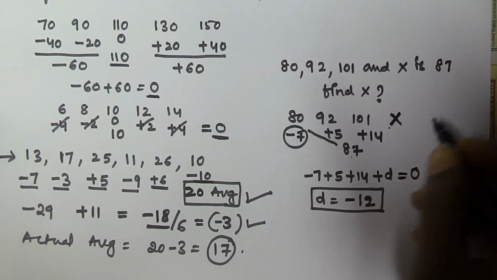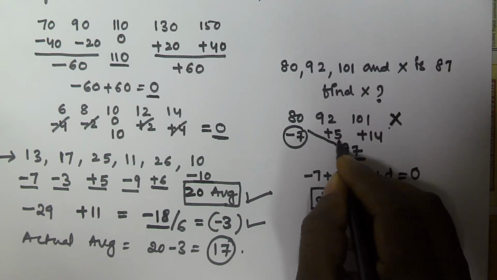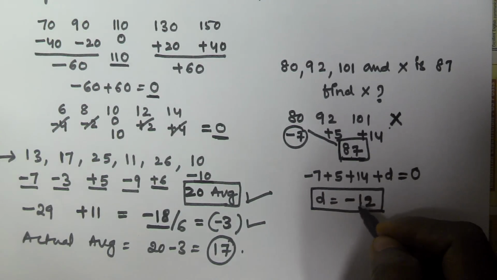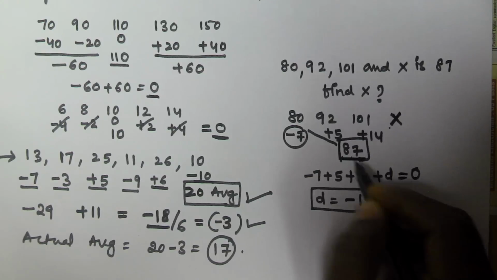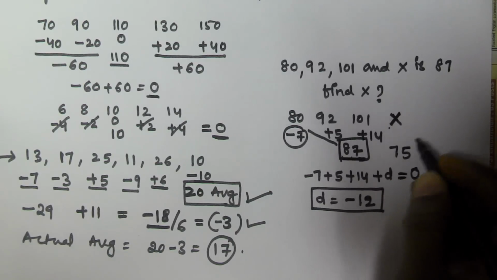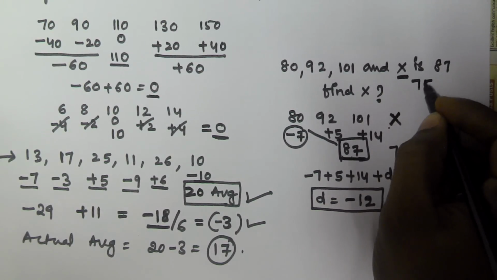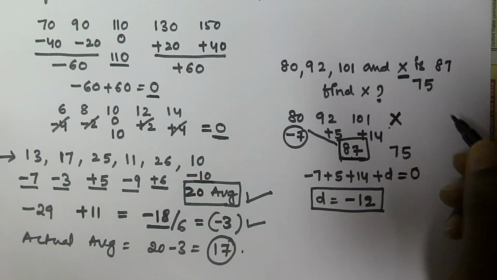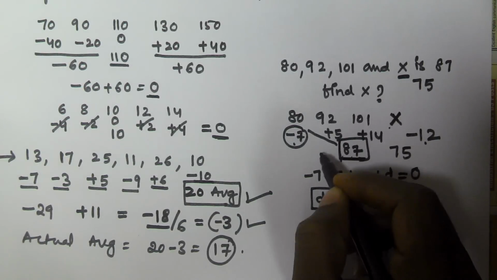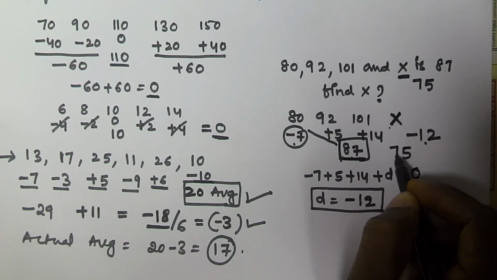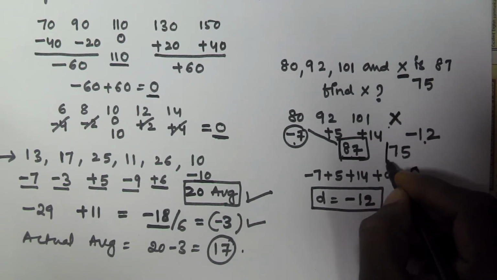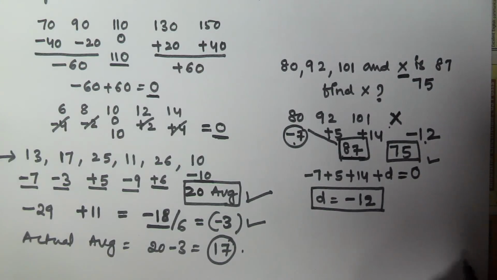That means the actual average we have is 87. To get minus 12 deviation, we have to subtract 12 from 87. So we get 75. So the value of x is 75. When x is 75, it makes minus 12 deviation. Then minus 7 minus 12 is minus 19, and plus 5 plus 14 is plus 19. The sum of deviations is going to be 0. So the number x is 75.